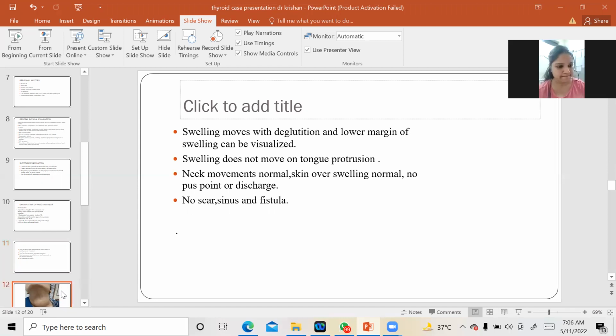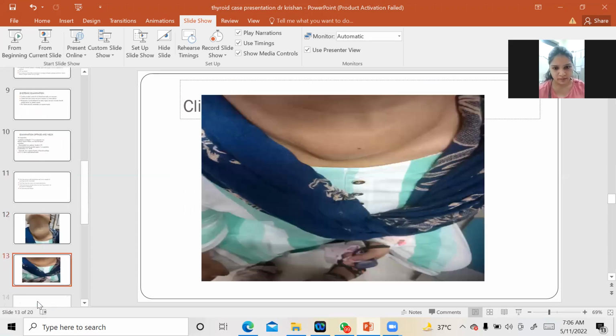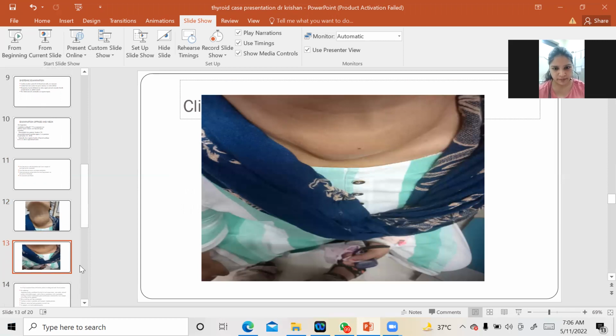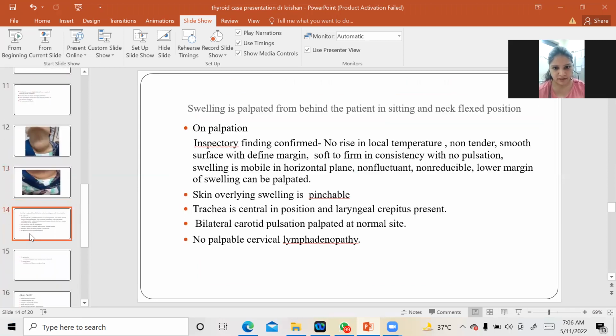So coming to the clinical photographs, this is the clinical photograph of the swelling. This is another clinical photograph. We have so many photographs, but we have used two here. The swelling is palpated from behind the patient in sitting and neck flexed position.